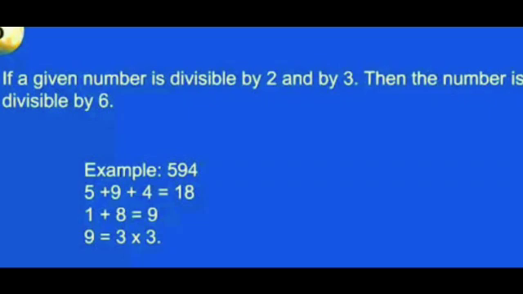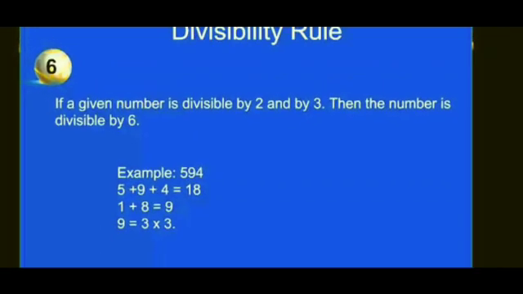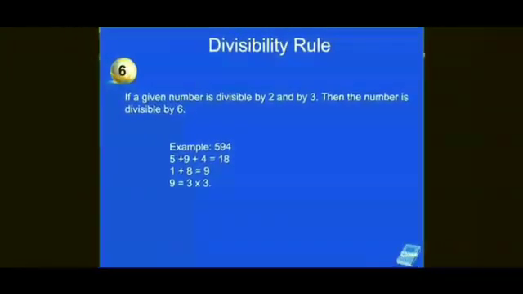So 594 is divisible by both 2 and 3. So this number is divisible by 6. Let me tell once more. If the given number is divisible by 2 and 3, then the number is divisible by 6. If you can divide a number with both 2 and 3, then that number will be divisible by 6. So divisibility property of 2 and divisibility property of 3 you must apply here. Okay.